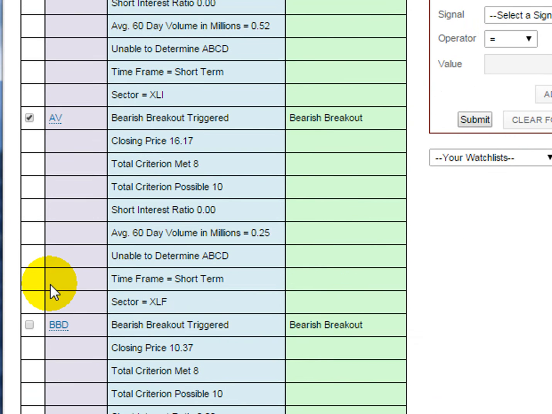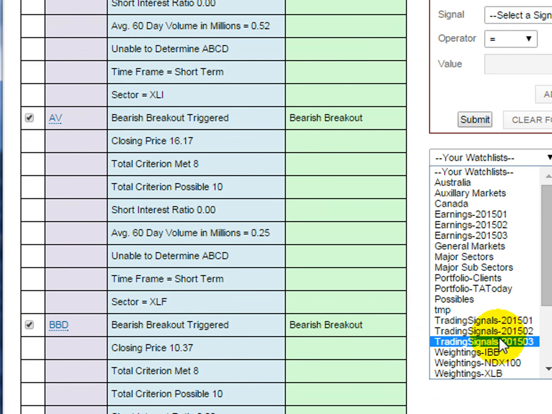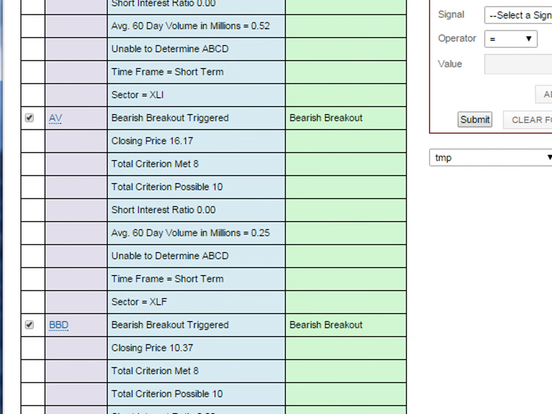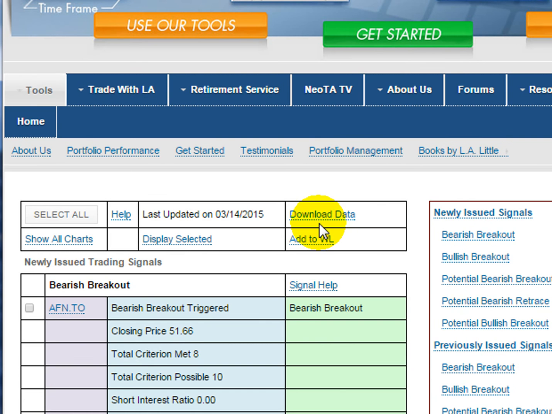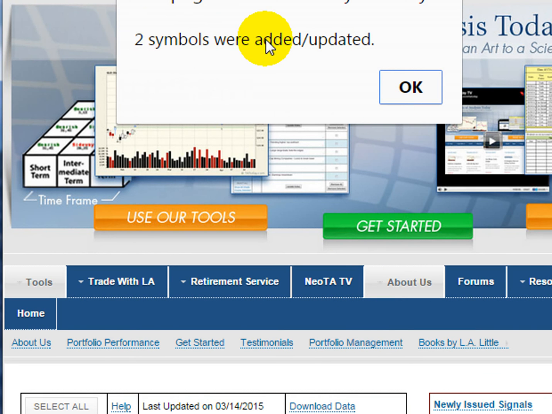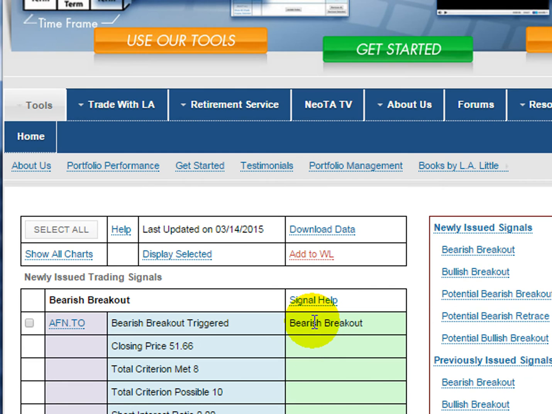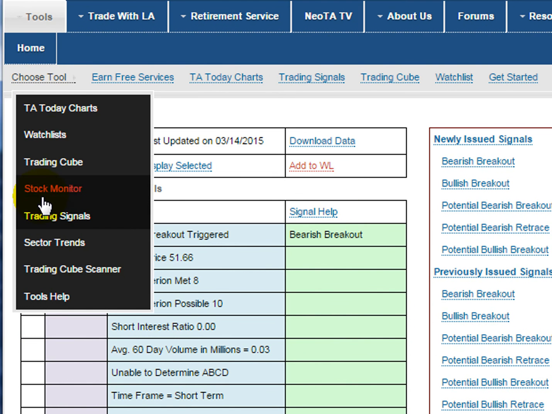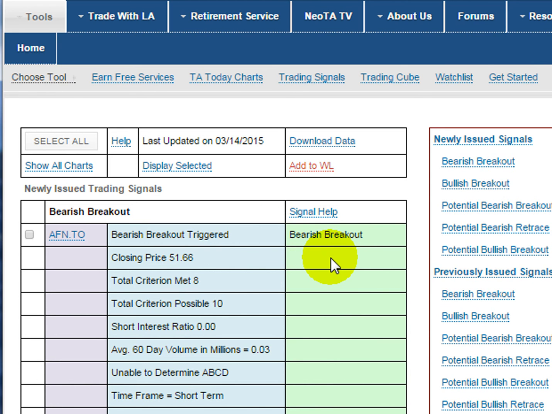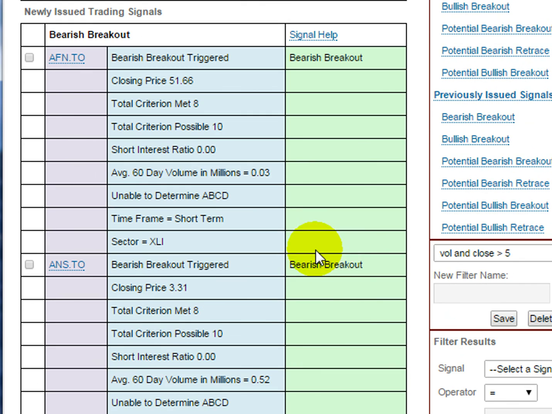And so, for example, if I came in here, clicked a few of these and said, okay, I want to save these to a watch list, I could go down and pick my watch list, and I'll use just my temporary one. And then I could say add to the watch list, and it's going to take those two symbols and put those onto my watch list, right? So the integration of all these tools via watch list is apparent and available and very useful, and that's just one of the integrated features we have with all the TA Today tools. It's a very powerful feature.